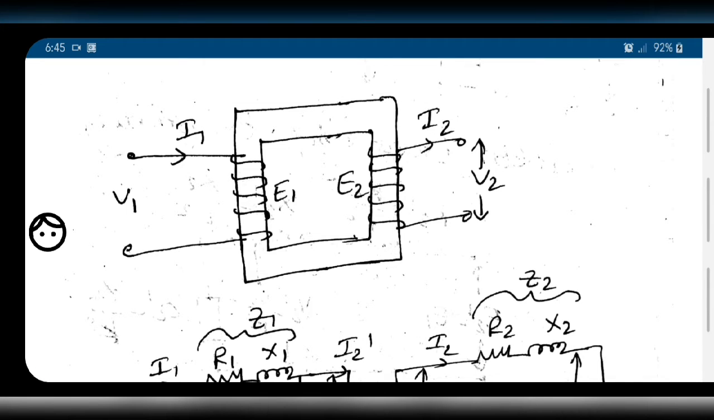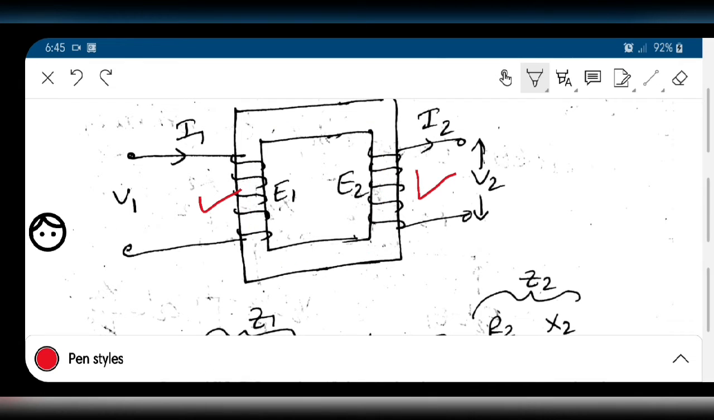And this is your primary winding and this is the secondary winding, and this rectangle is the core part of the transformer, which is made up of silica steel, and it is laminated to avoid the eddy current losses.